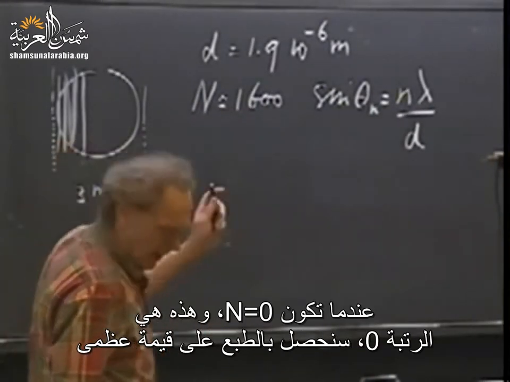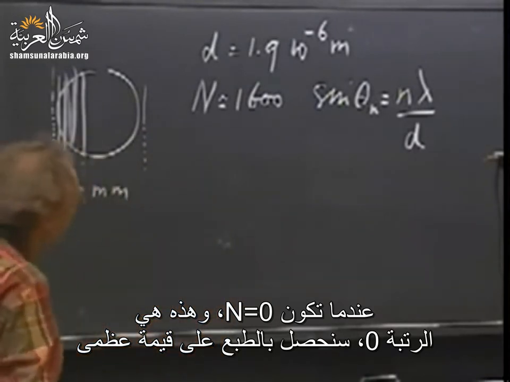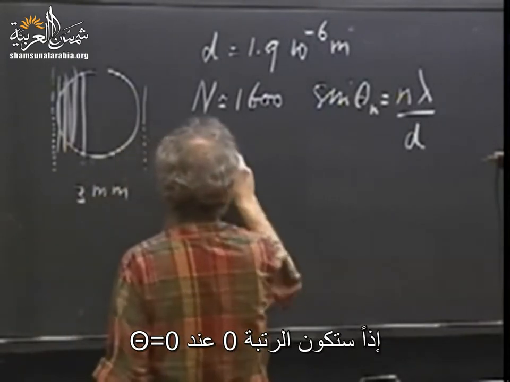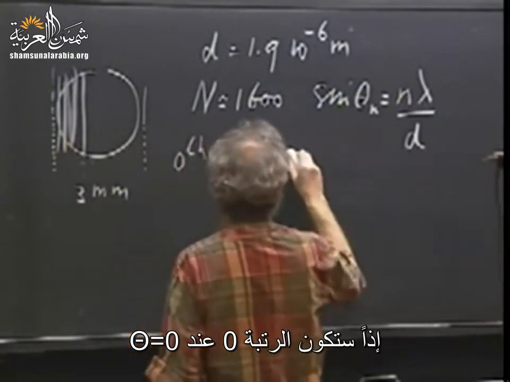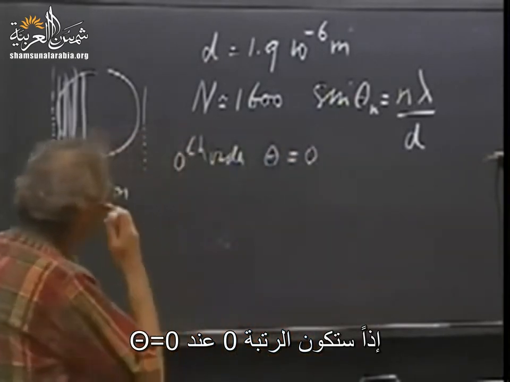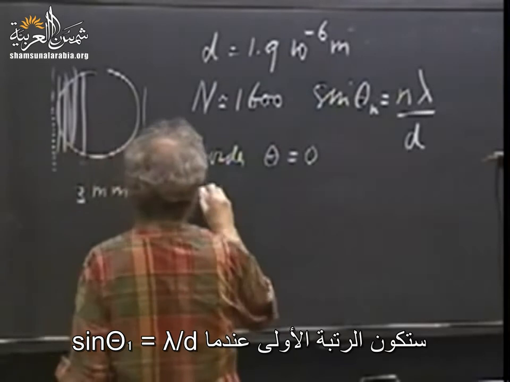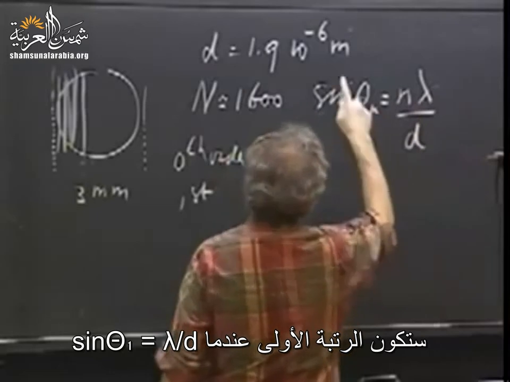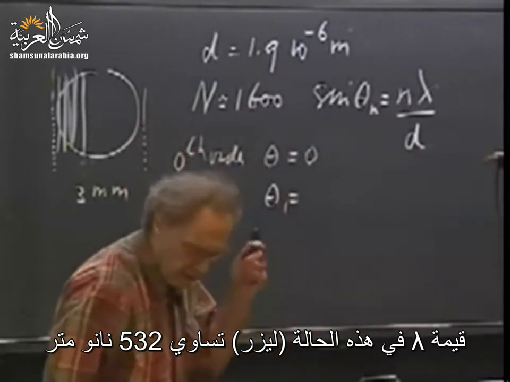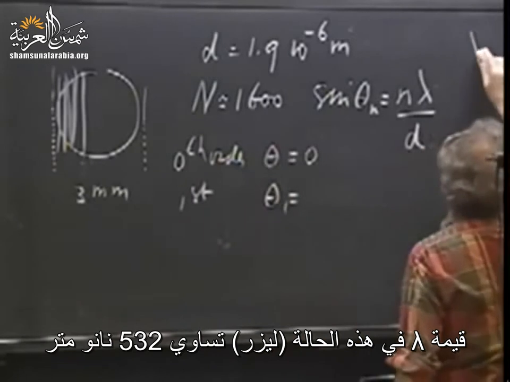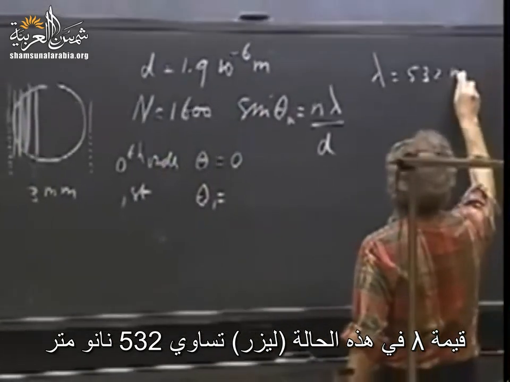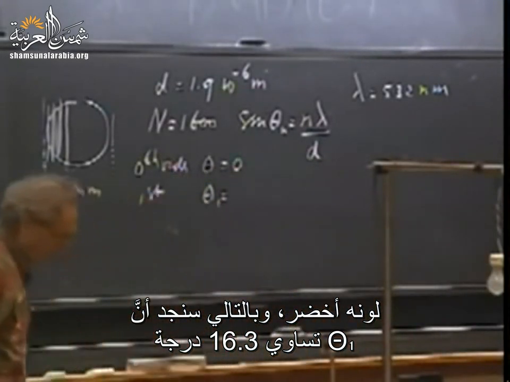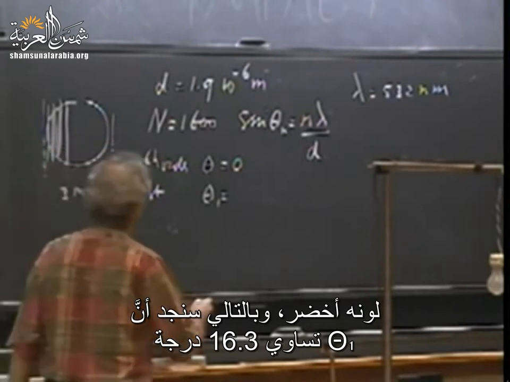And so when n is 0, that is the zeroth order, you get, of course, a maximum. So the zeroth order is at theta equals 0. Now your first order is when the sine of theta 1 is lambda divided by d, and I can take my lambda, which in the case of my laser, I'll have to tell you, is 532 nanometers. It's green. And so I can calculate what theta 1 is, and I find 16.3 degrees.